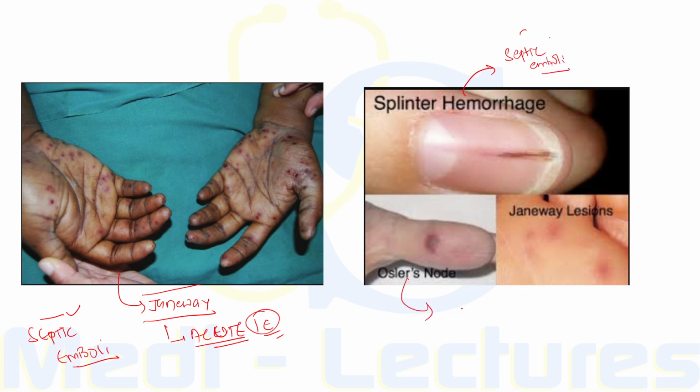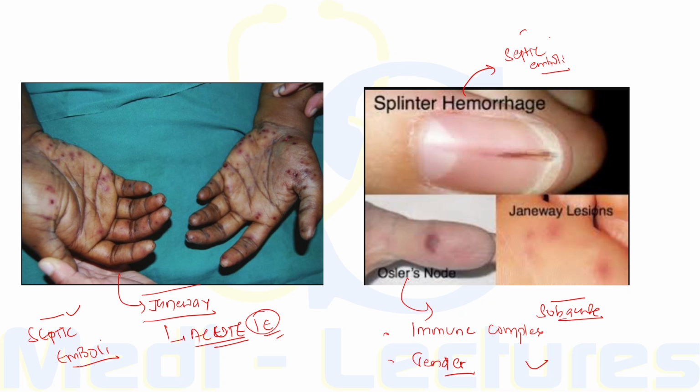Then Osler nodes, these are due to immune complex phenomena, common in subacute endocarditis, and these will be present on finger pulp and typically these are tender. So these are the various peripheral manifestations of infective endocarditis.